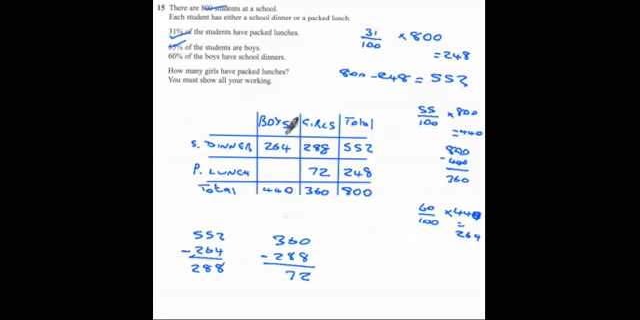You may find with a question like that there are different directions you could go in. You might have found out how many boys have packed lunch and then worked out the girls from there, but the answer would be the same.